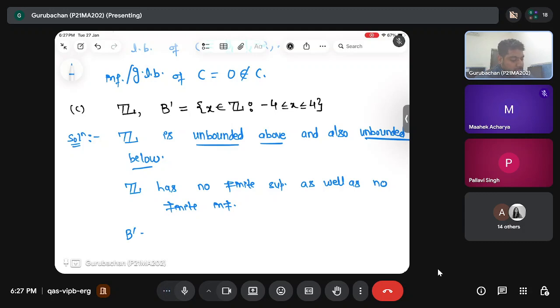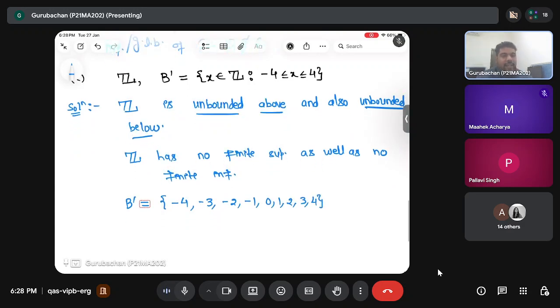Can we write B dash in some set form? This is the collection of all those integers that lie between -4 and 4, including both integers. So the first one will be -4, second integer will be -3, -2, -1, 0, 1, 2, 3 and 4. Since it's a discrete set, you can clearly tell what will be the upper bound of this B dash.